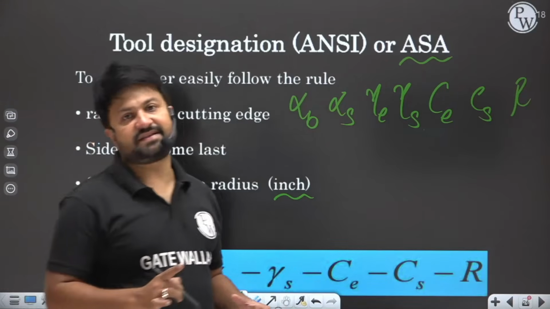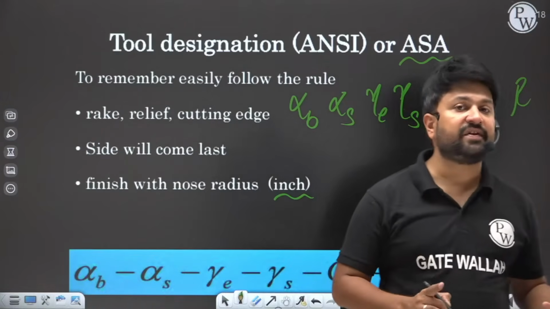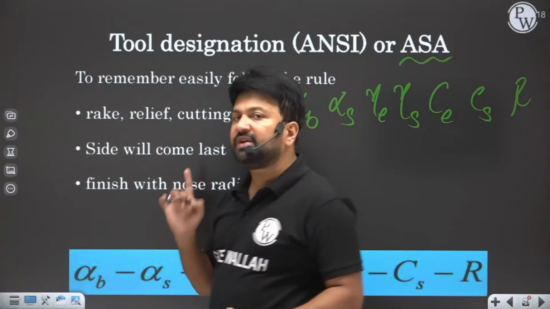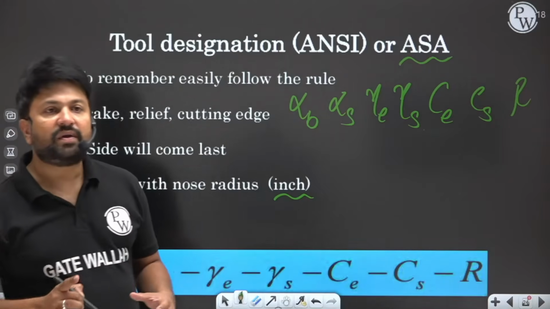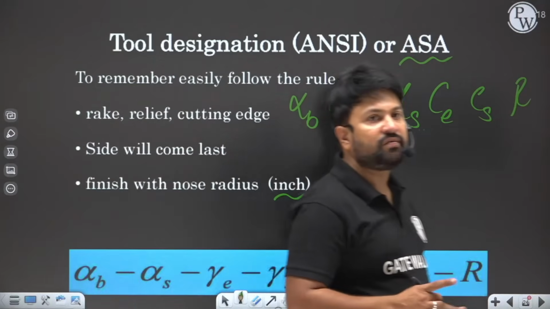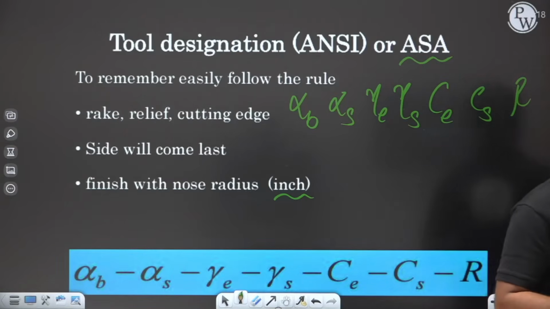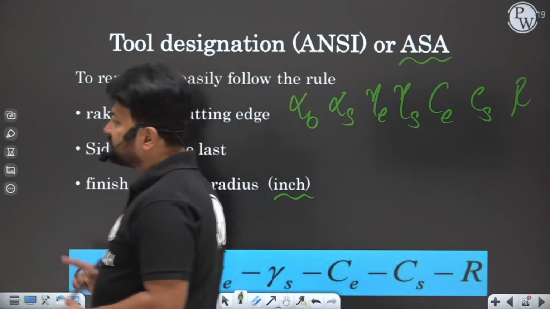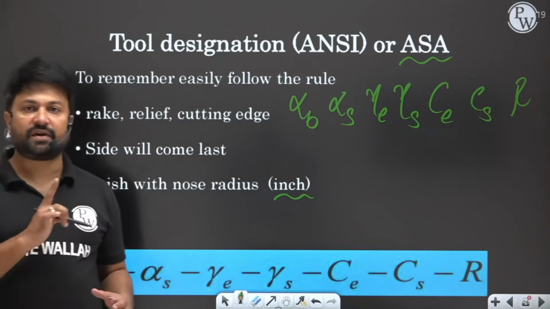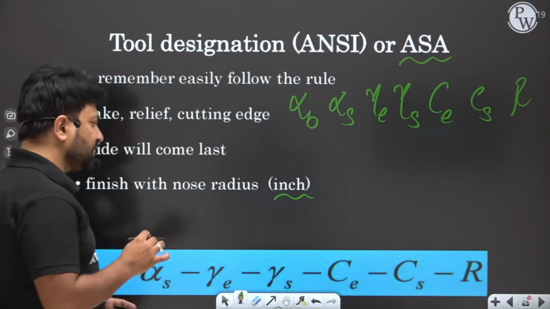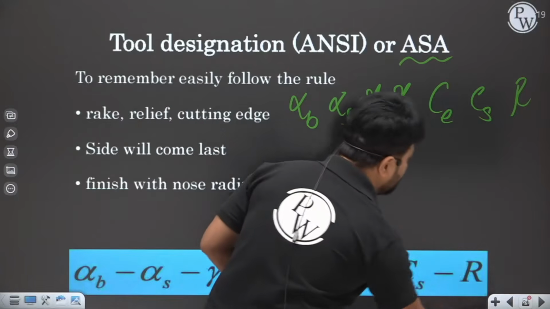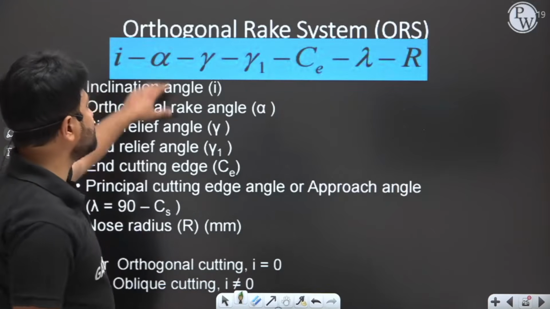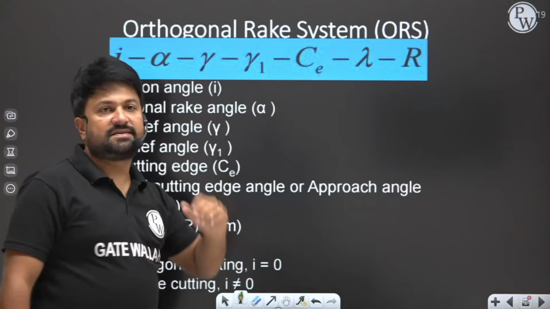But the analysis becomes very difficult according to ASA. What do you mean by the analysis? The calculation of power and force becomes very difficult, right? For that, we recommend the ORS system, that is the orthogonal rake system.